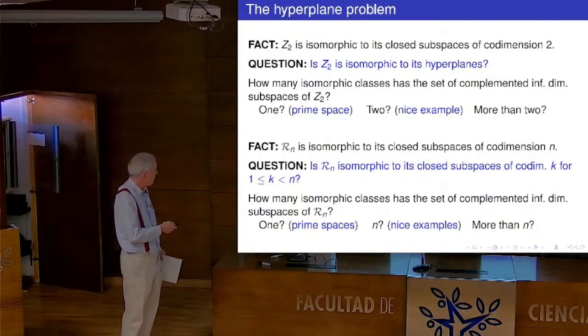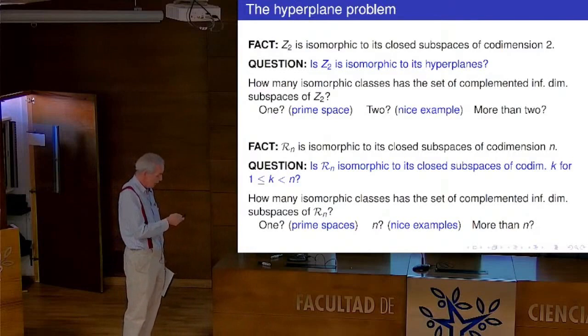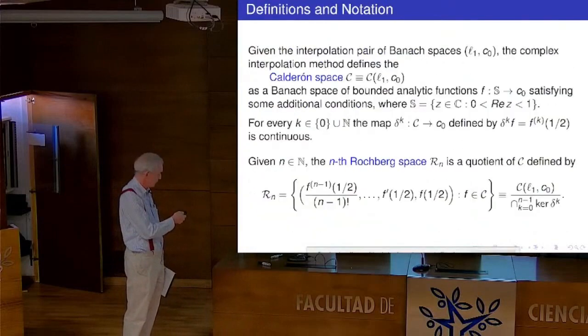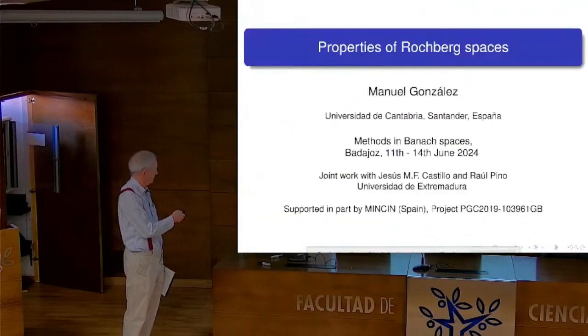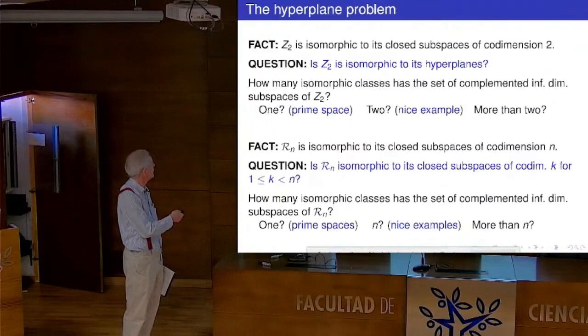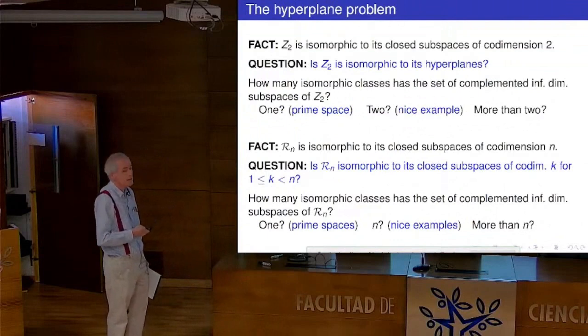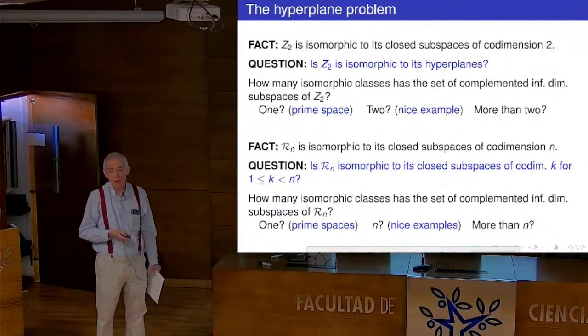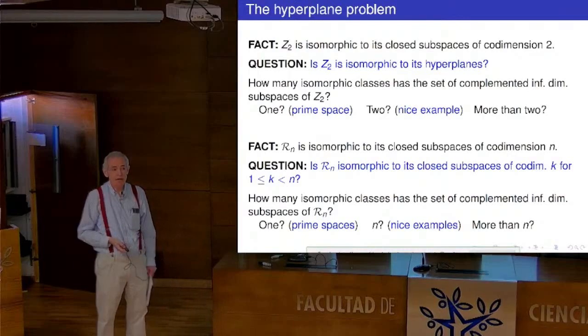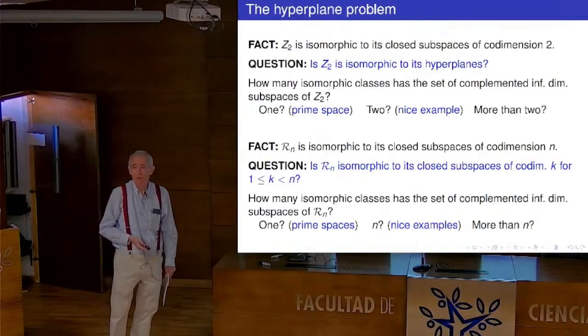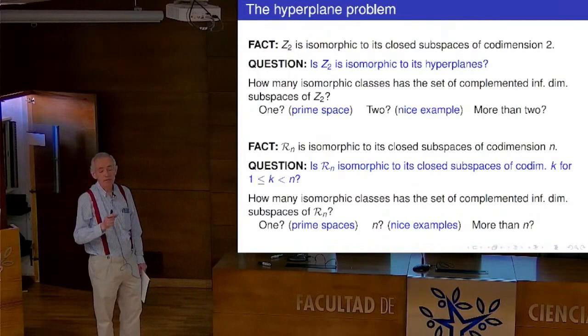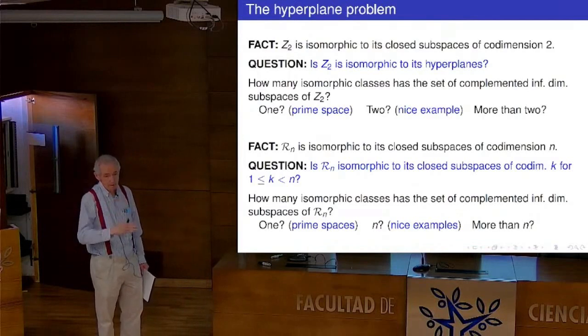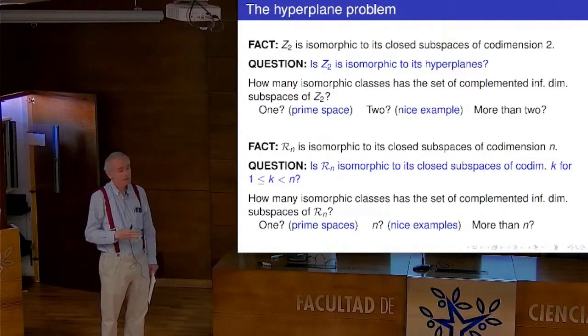Then, at this moment, it is not known how many complemented subspaces this space has. It's possible that it has only one, the whole space, and it would be a new example of a prime space. Maybe it has only two, I mean the whole space and the hyperplanes, and maybe there are more.